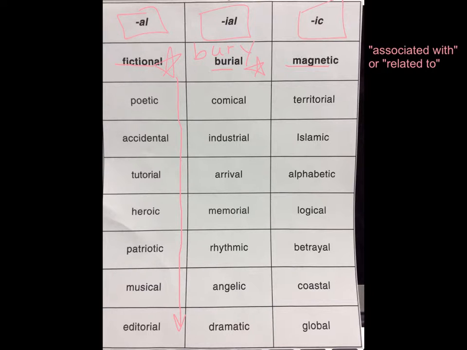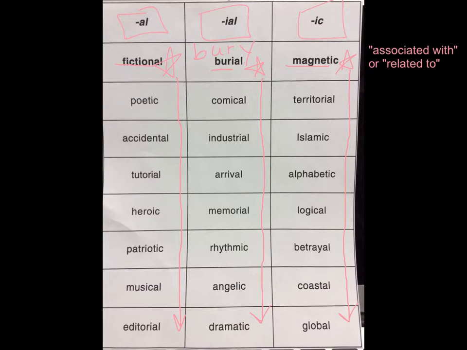Then here we have burial, comical, industrial, arrival, memorial, rhythmic, angelic, dramatic. And our last column, magnetic, territorial, Islamic, alphabetic, logical, betrayal, coastal, and global.